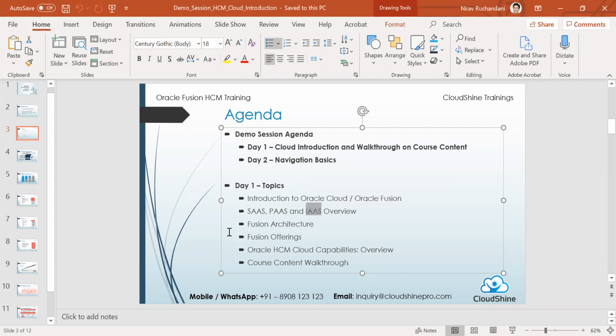What's the architecture overall for Fusion? What are the different offerings that Fusion has? And we will then look at Oracle HCM Cloud, to be precise, in terms of the capabilities or the modules that Oracle HCM Cloud has, and an overview of that. And then, of course, as I said, we will have a look at the overall course content for this particular training.